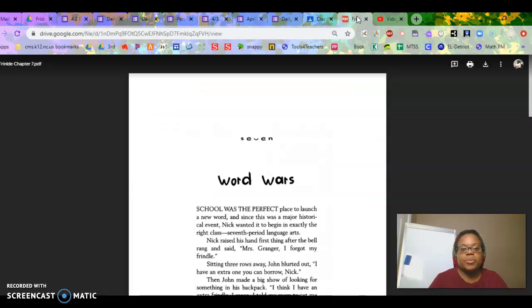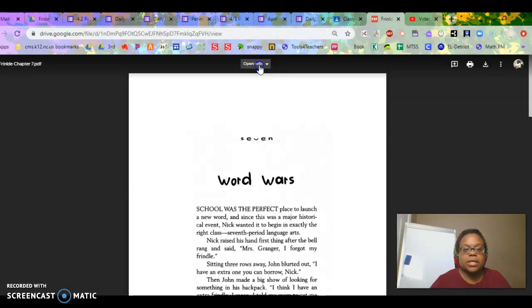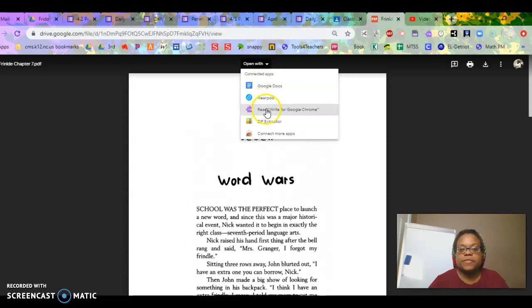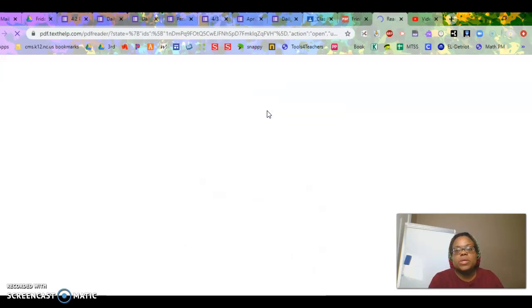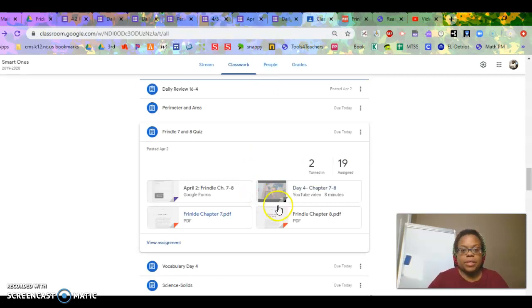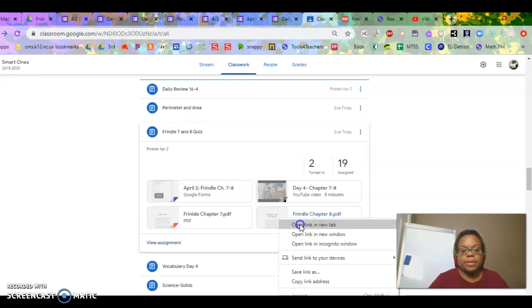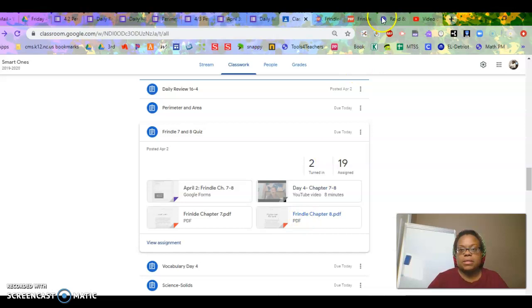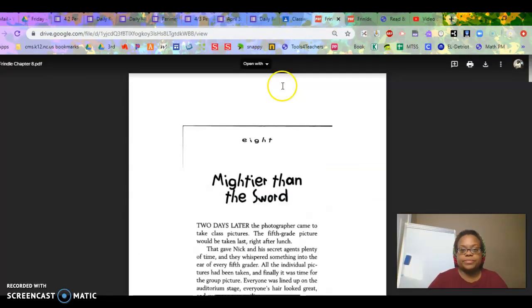And once I have it opened up in a new tab, I want to click here and I want to click for me to open it with Google Read Write Chrome. This is what's going to allow me to be able to do my highlighting in my text. So as you are doing your work, I want you to do the same thing. Open it with Google Read Write in Chrome in order to be able to highlight and go back in your text.